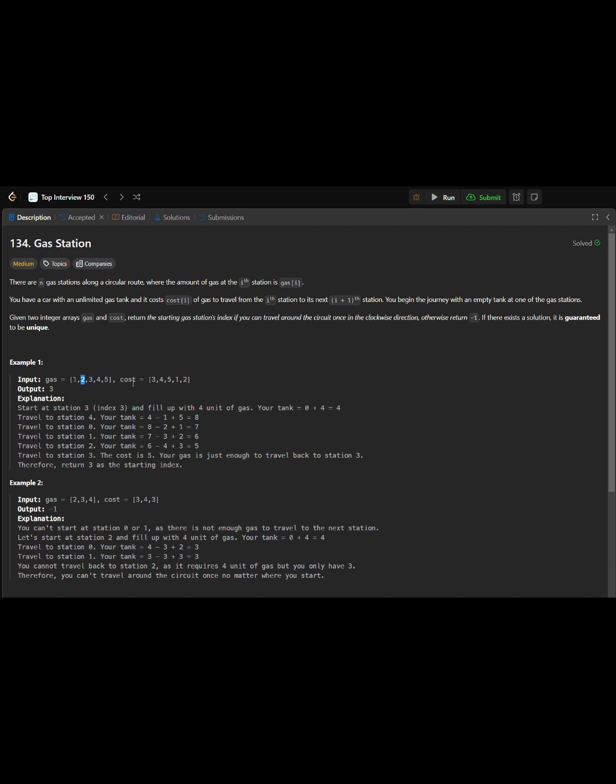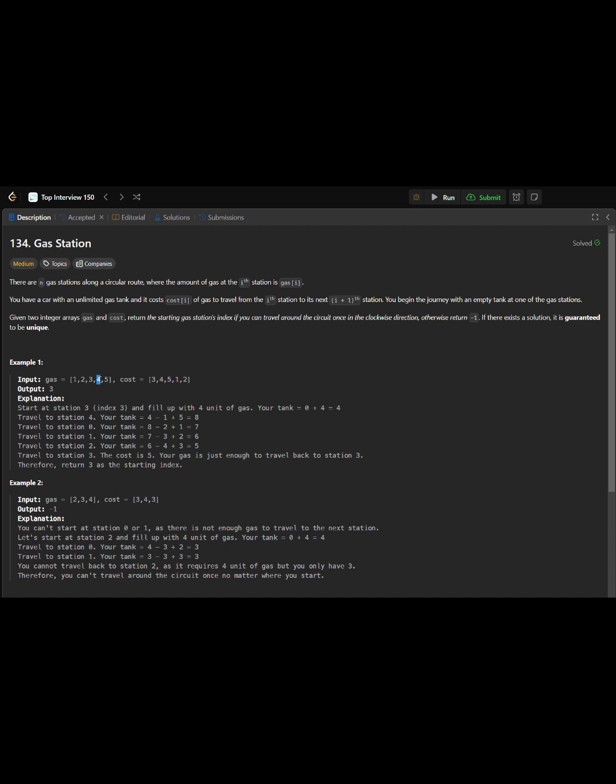We start fresh at index 1 for gas and index 1 for cost. Again, the amount so far for gas is 2, and the amount so far for cost is 4. It's also not possible to start at index 1. So on, at index 2, it's the same issue. So we have to abandon all the previous 3 stations.